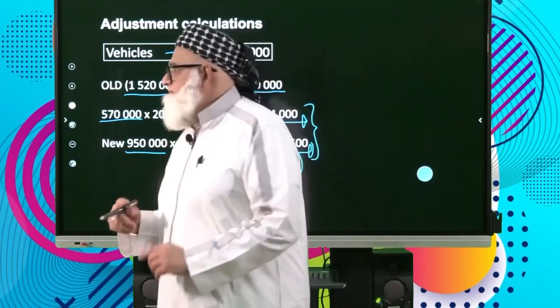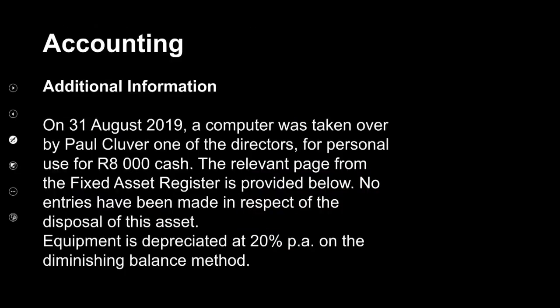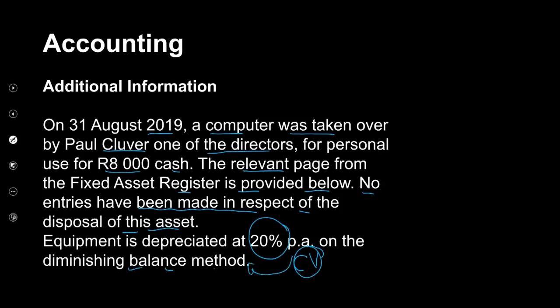Okay, next one. On the 31st of August 2019, a computer was taken over by Paul Kluwer, one of the directors, for personal use, for 8,000 Rand cash. The relevant page from the fixed assets register is provided below. No entries have been made in respect of the disposal of this asset. Equipment is depreciated at 20% per annum on the diminishing balance method. Immediately I know carrying value, why diminishing balance method?